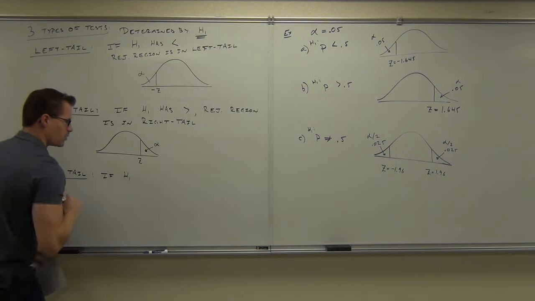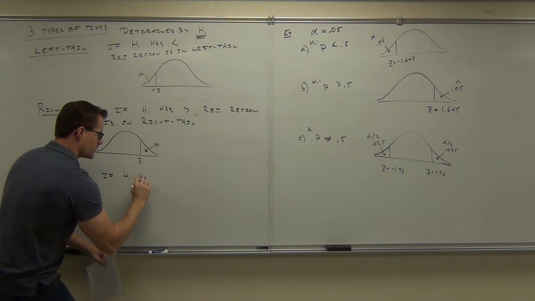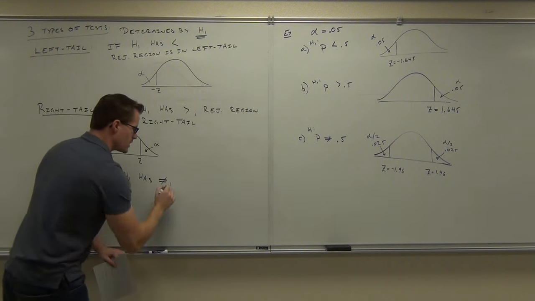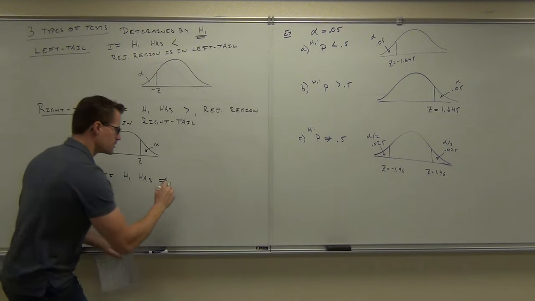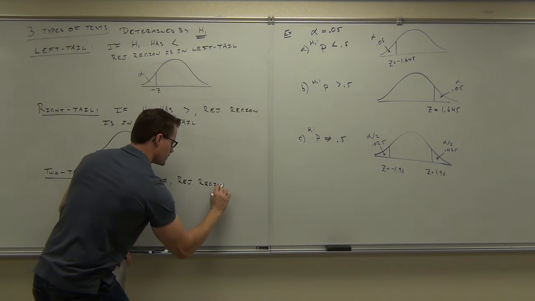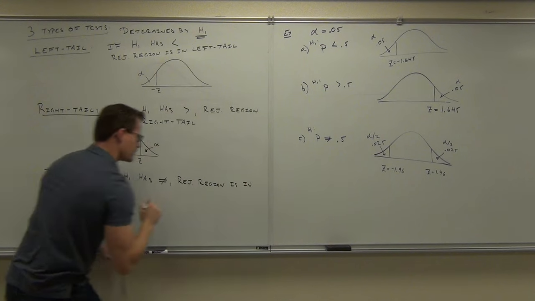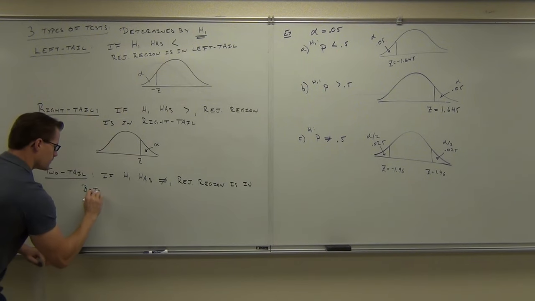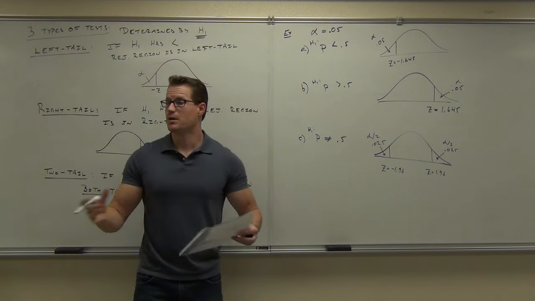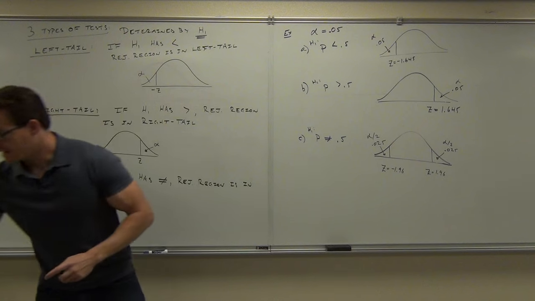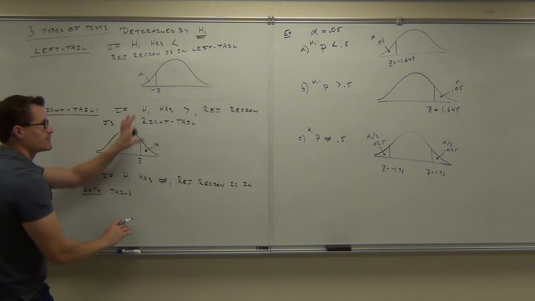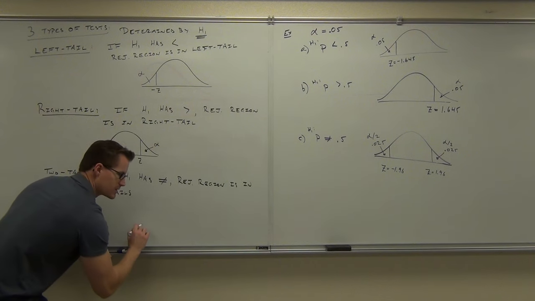If H sub 1, or our alternative hypothesis, has a not equal to, those are the only three options. The rejection region is in both tails, that gives us a two-tail test. However, the alpha is split amongst them. So you have half your alpha to the left and half your alpha to the right. And that's really important that we get that down. It's not the same alpha that you would have in a left and a right tail test for the same significance level.